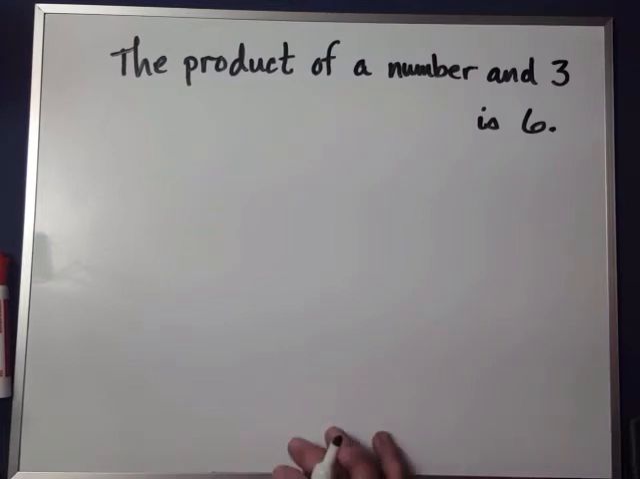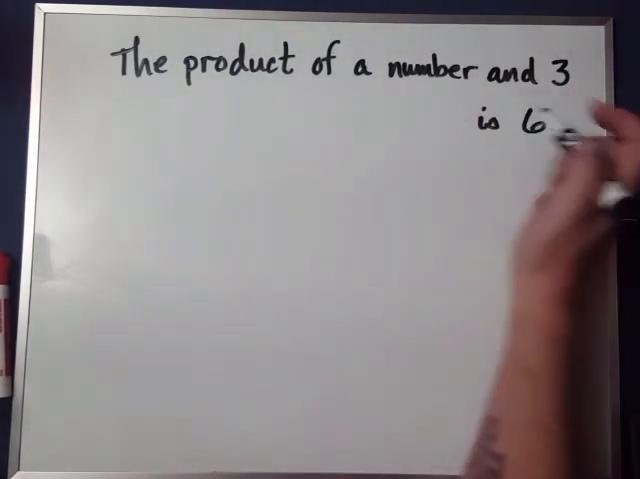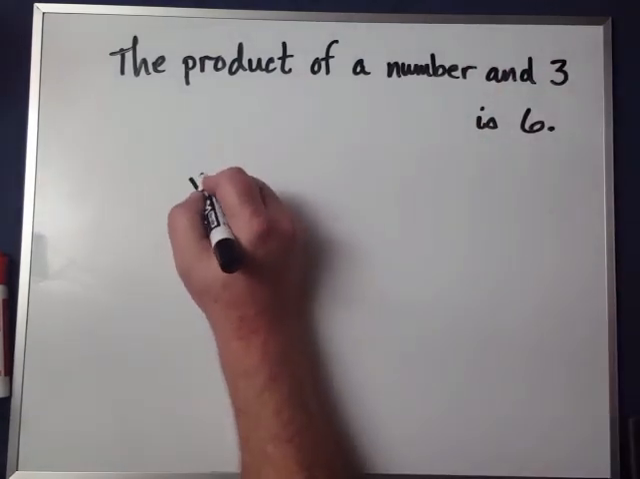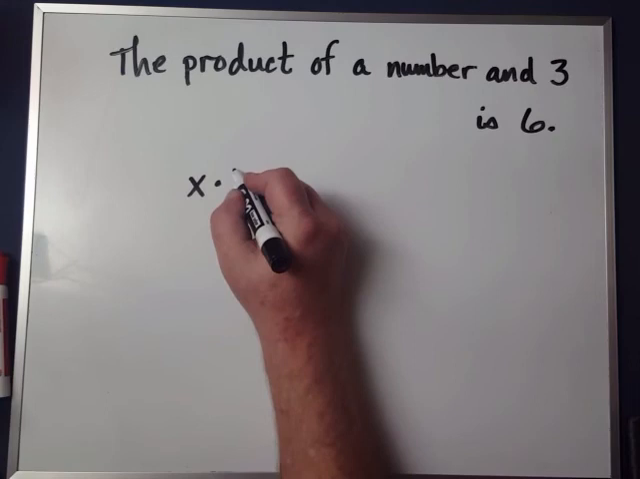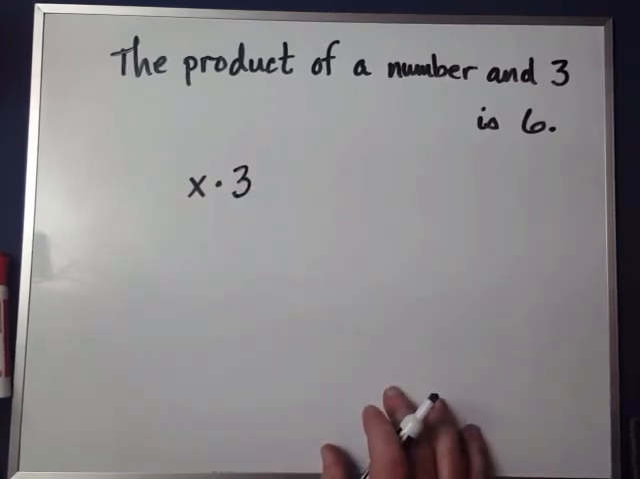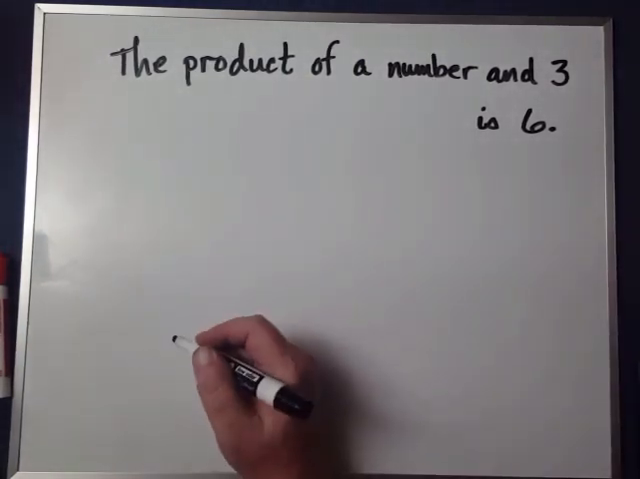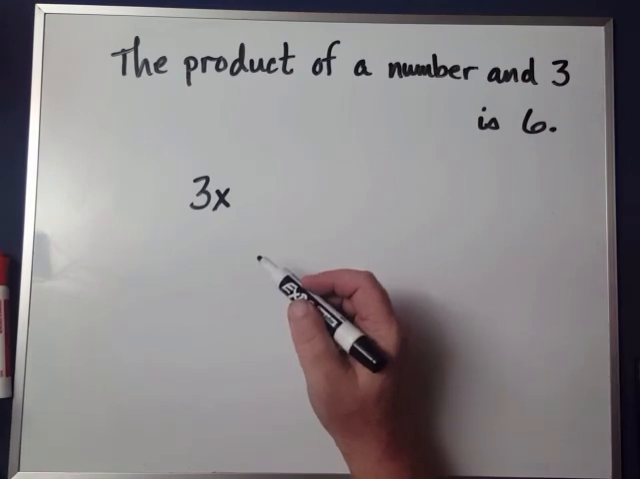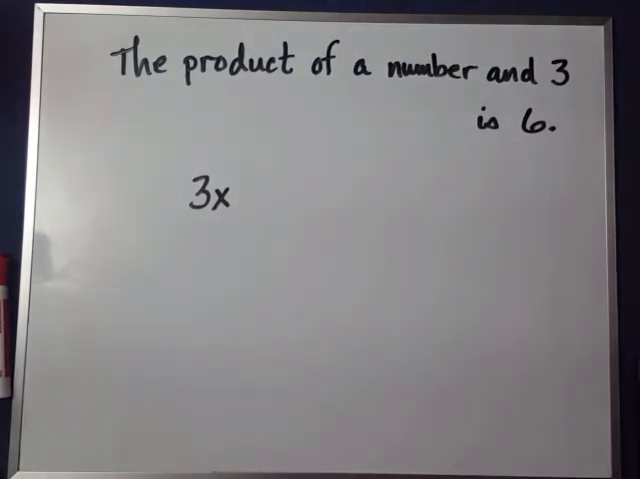Now, strictly speaking, as we translate this, the product of a number and 3, this and is your multiplication sign, right? I would write x times 3. But in algebra, it is preferable to always have your numeric factor in front of your variable factor. So in this case, we will write 3x. If you put x times 3, no problem, I'd count it right. But this is typical, having the numeric factor in front of the variable factor.